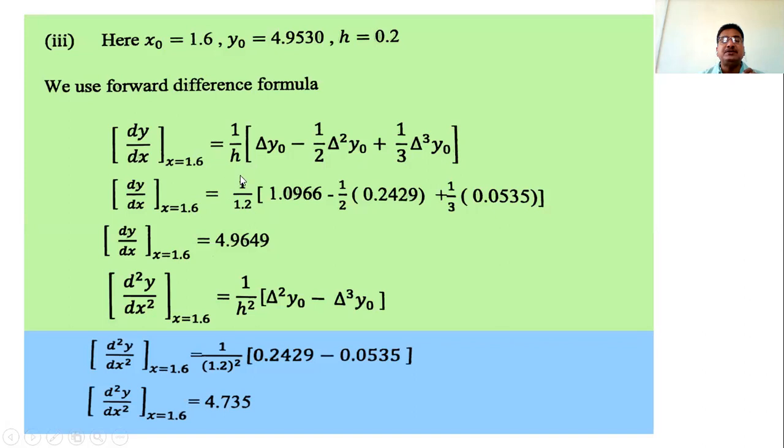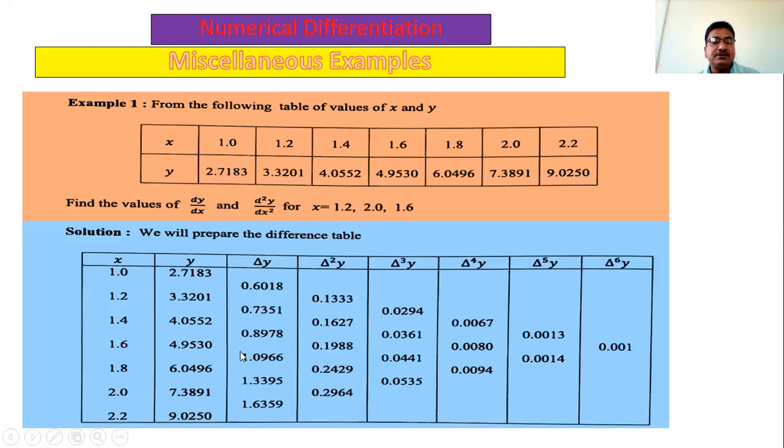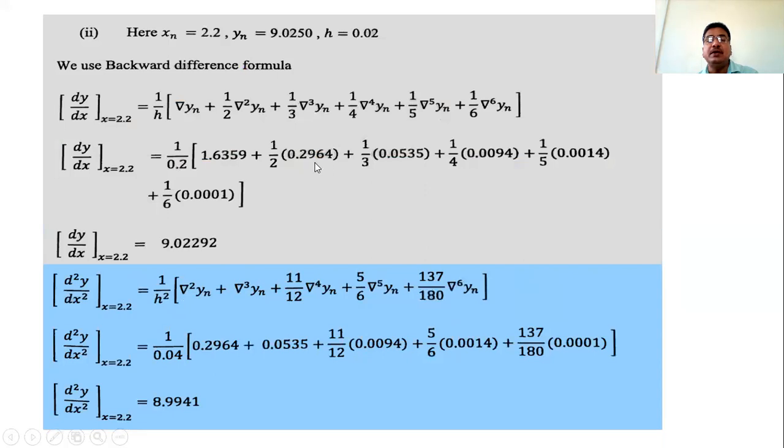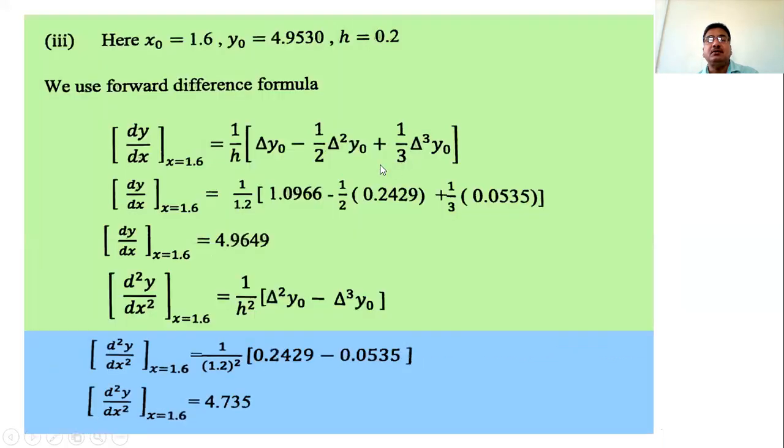What is the value of h? h is 0.2. Here is again the mistake. Correct here that h is 0.2, not 1.2. Here write 0.2, 0.2. Then delta y naught is what? This is delta y naught, 1.0964. Then 0.66, and this is delta square y naught. What is delta square y naught? 0.2429 here, the value of delta square y naught.